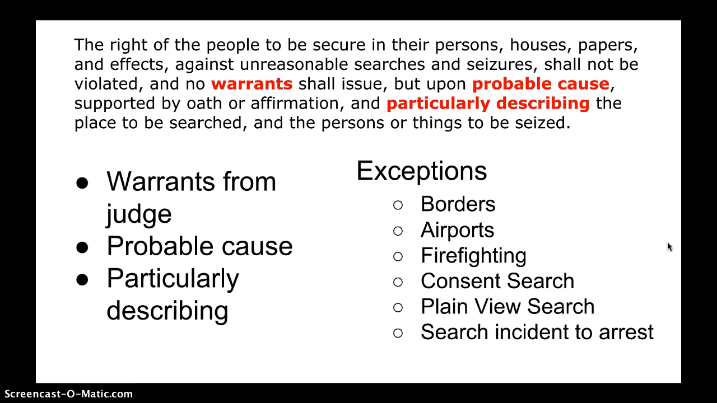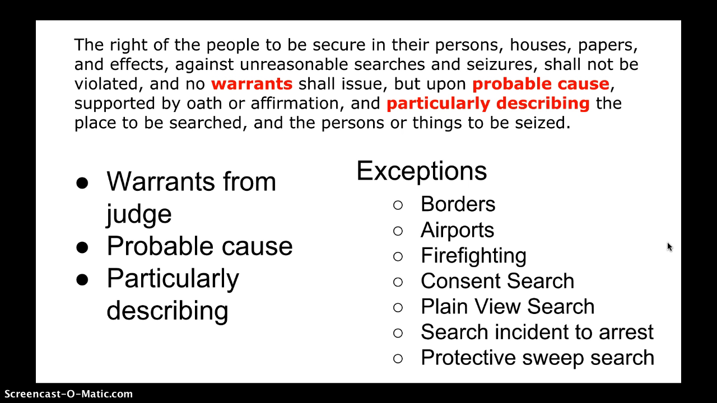Then there's search incident to arrest. If a suspect has been legally arrested, the police may search the defendant and the area within their immediate control. So if it's in a car, anywhere they could have touched, on their person, in their stuff, no warrant is necessary as long as the defendant and the thing have some sort of connection.